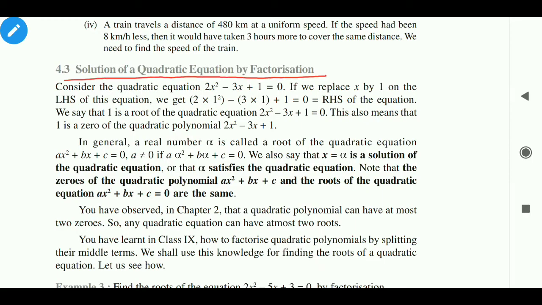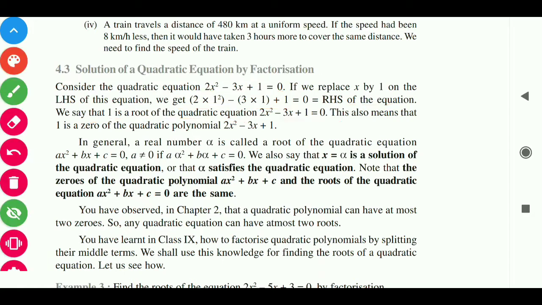Solution of quadratic equation by factorization. Consider the quadratic equation 2x square minus 3x plus 1 equals 0. If we replace x by 1 on the left hand side of this equation, we get 2 into 1 whole square minus 3 into 1 plus 1 equals 0, which equals the RHS of the equation. We say that 1 is a root of the quadratic equation 2x square minus 3x plus 1 equals 0.